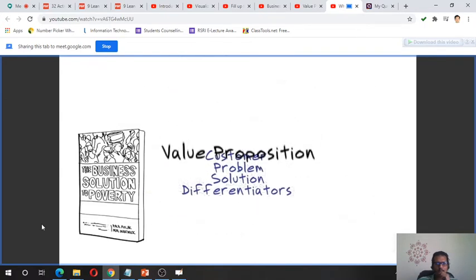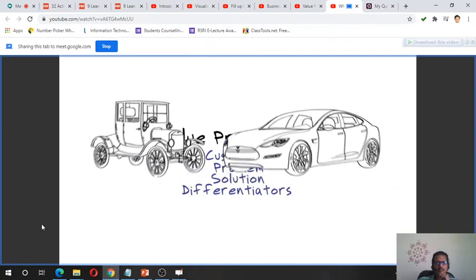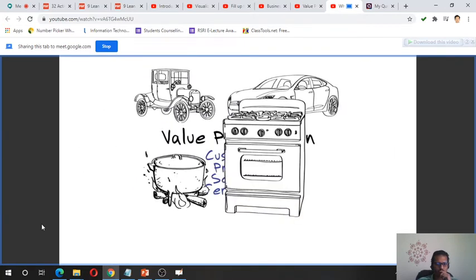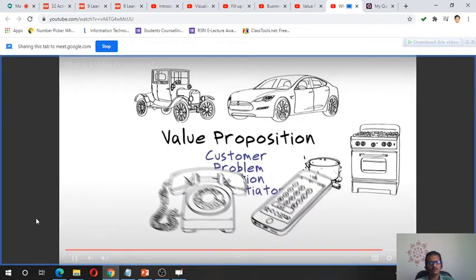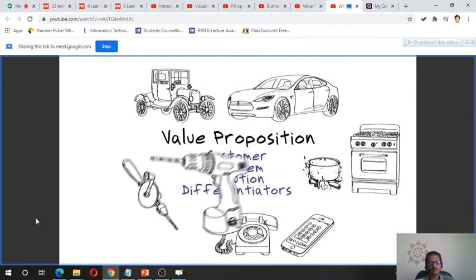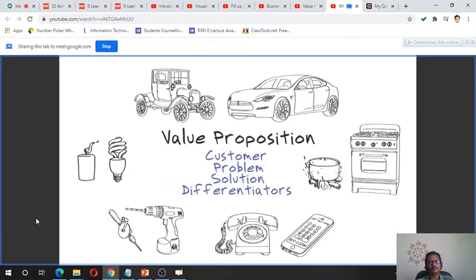A well-crafted value proposition is the first step to making sure you are solving the right problem for your customers. It allows you to test whether your customers care about the value you think you're providing. Testing your value proposition can save time and money and help you get your product to market faster.